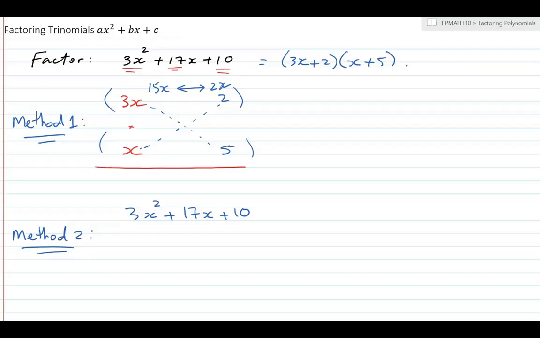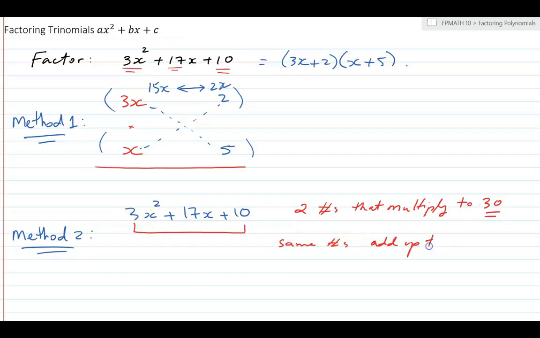The first thing you do is you look at the 3 and 10, and come up with two numbers that multiply to 30, because 10 times 3 is 30, and the same two numbers add to the middle term 17. All right. So what are the two numbers? So 30 and 17. It's very straightforward. It seems that 15 and 2 works for both, because 15 plus 2 is 17, and 15 times 2 is 30. So here it is. Great.